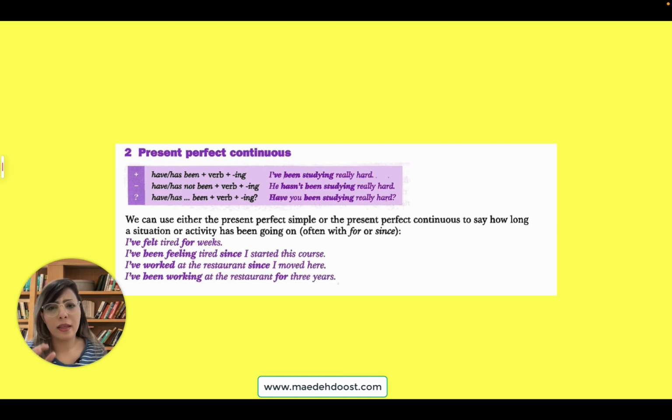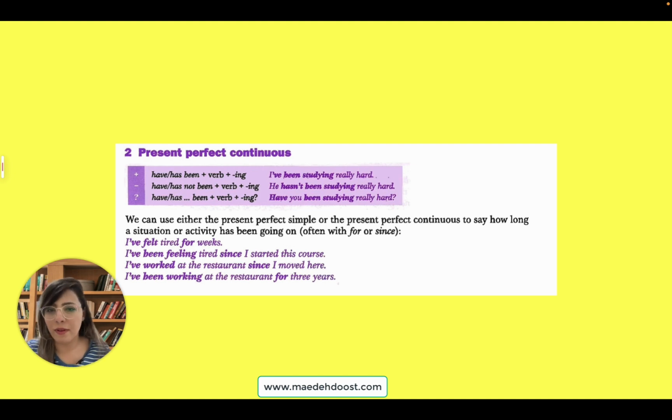But each of them has subtle differences. If you can recognize them and use each in the right place, that's really great. So as I said, present perfect simple and present perfect continuous are so similar, but there are some subtle differences. If you can use each of them in the right place, that's so great.